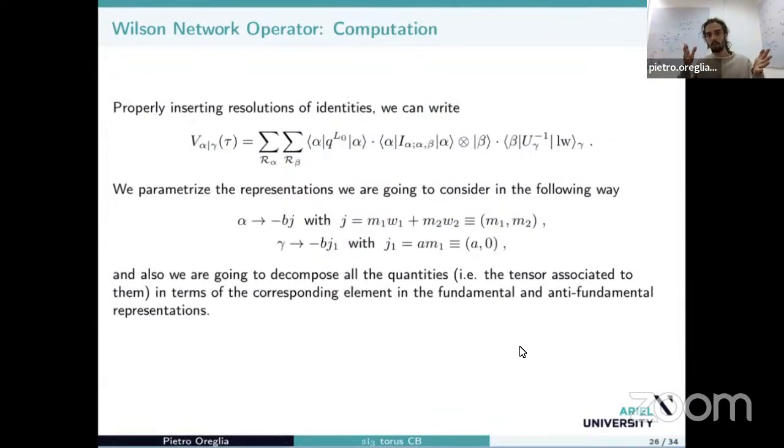First of all, in order to perform the computation, we insert some resolutions of identity, in particular here and here, in such a way that now we have the product of three matrix elements. Let us remember the notation. We have labeled the internal representation alpha with these two integers, m1 and m2, while the external representation is labeled by just one integer because again they are semi-degenerate fields. This is the quantity that we want to compute, and in particular the quantity that we want to represent as a symmetric tensor. So let us start analyzing each factor and see how it can be done.